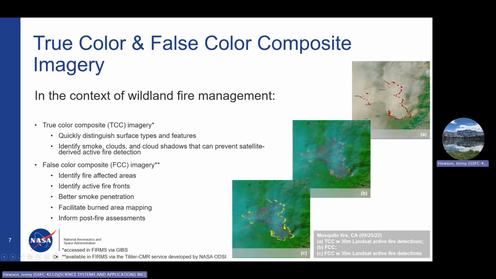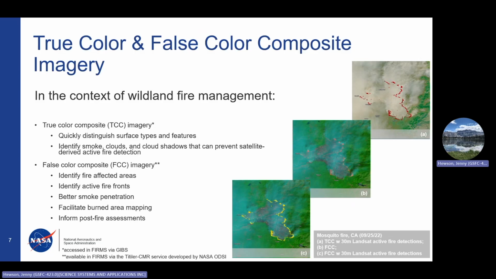So in terms of the true color and false color composite imagery, the true color composite imagery can be useful for quickly distinguishing surface types, features, etc., identifying smoke, clouds, cloud shadows, etc., that prevent satellite-derived active fire detection. The top thumbnail on the right is the Mosquito Fire in California. And as you can see in this true color composite, there is a massive amount of smoke that is really impacting the ability to see the ground.